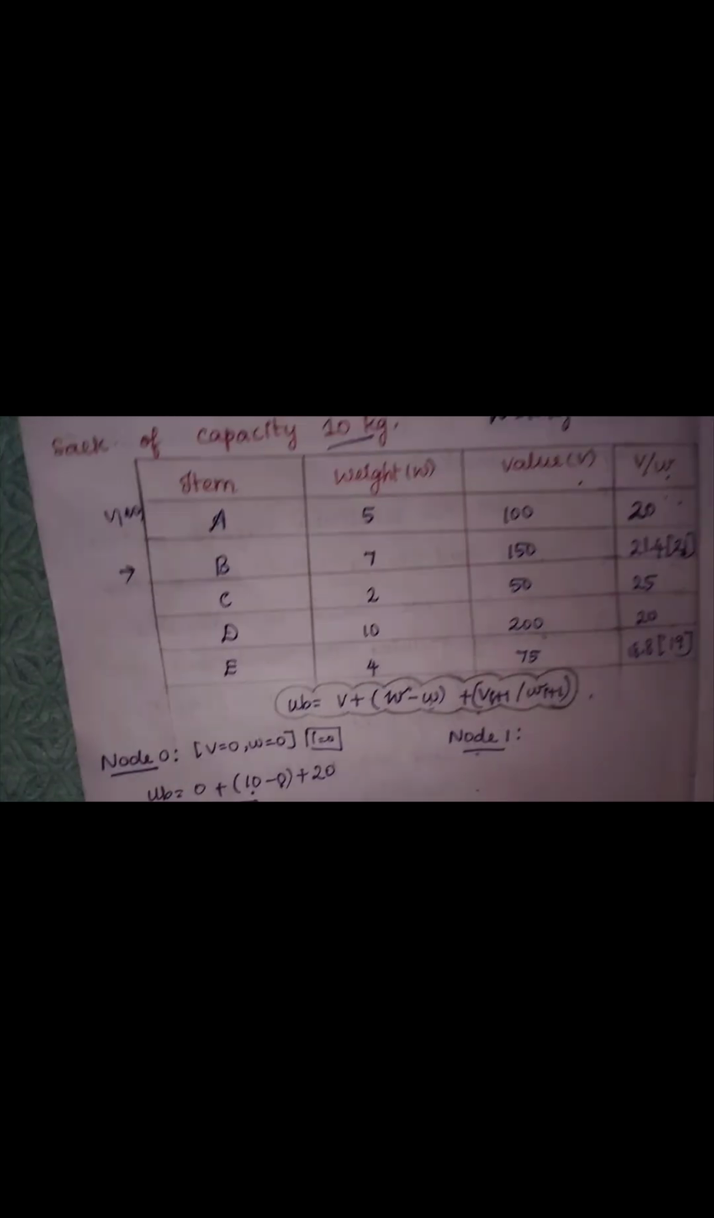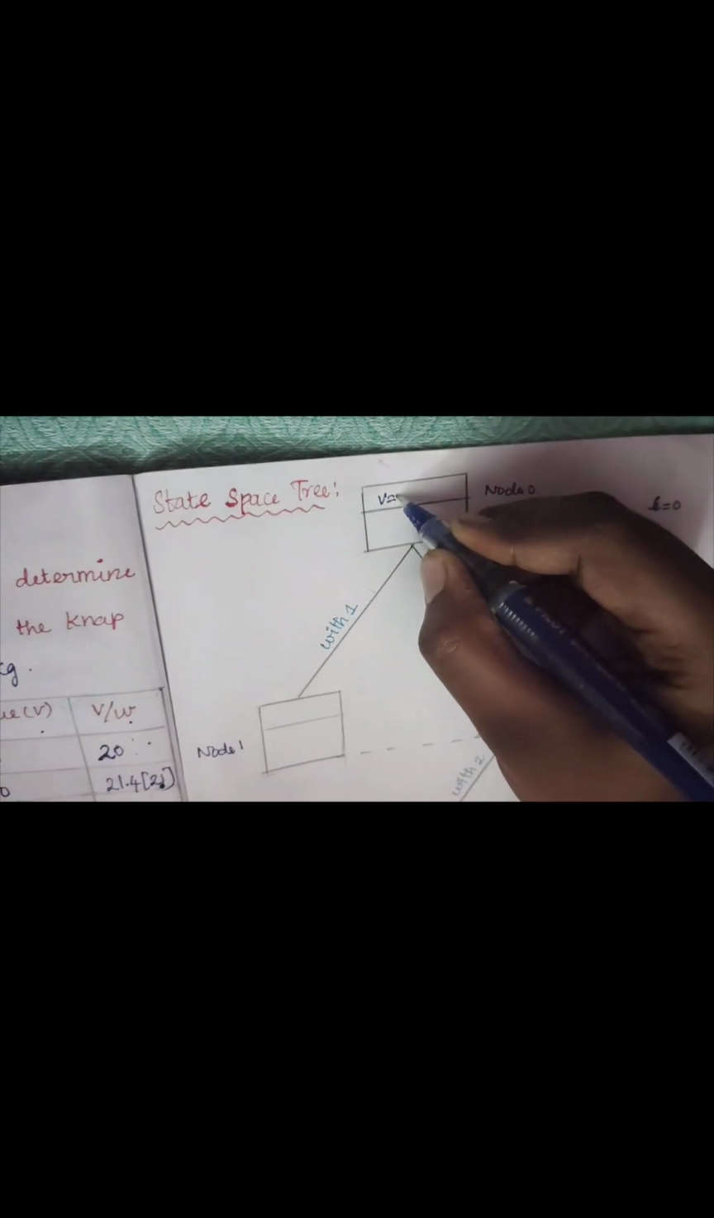I already told you the I value is 0, so it is V1 and W1 value. So we are taking 20 as V1 by W1 for the item A. So V(i+1) by W(i+1) value is 20. Then the final answer is 200. The upper bound value for node 0 is 200. Then we are going to substitute in the state space tree: V is equal to 0 and W is equal to 0, and the upper bound value is 200.